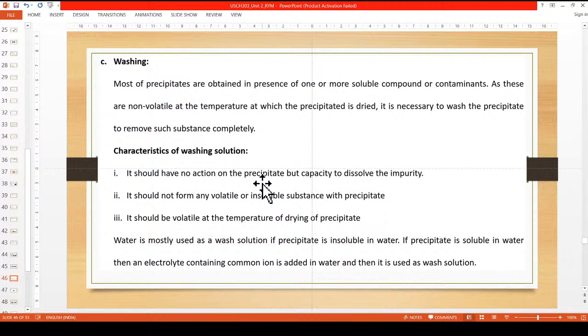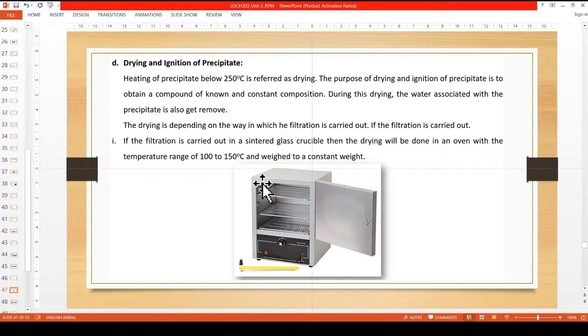Take precaution that you will add washing solution in many batches, not in bulk. Okay, then drying and ignition. This process is required to remove your water of crystallization and water present around the crystal.